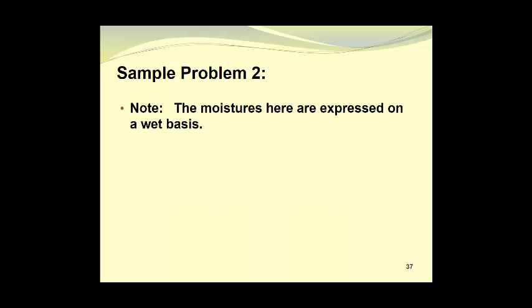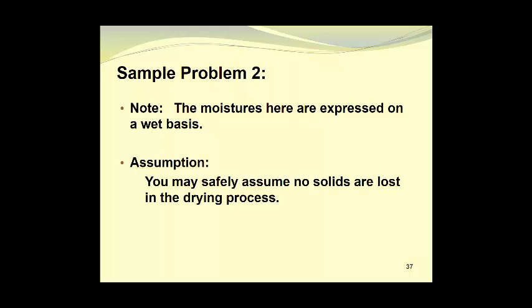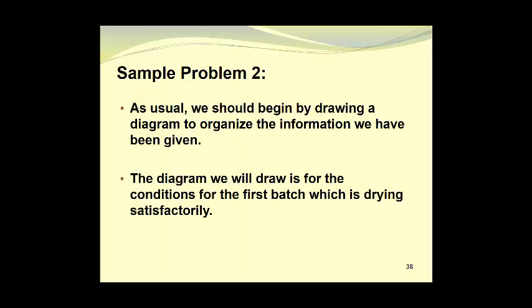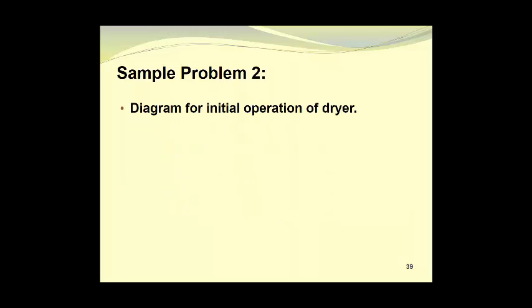You should also note that the moistures here are expressed on a wet basis. There is one assumption, and that is that we may safely assume that no solids are lost in the drying process. As usual, we should begin by drawing a diagram to organize the information that we have been given. The diagram we will draw is for the conditions for the first batch, which is drying satisfactorily.